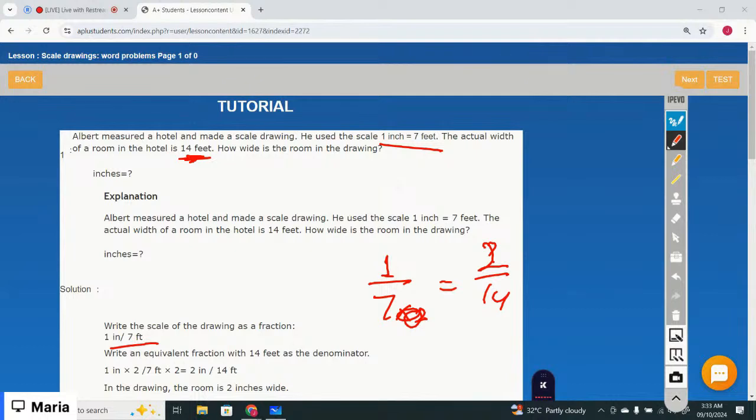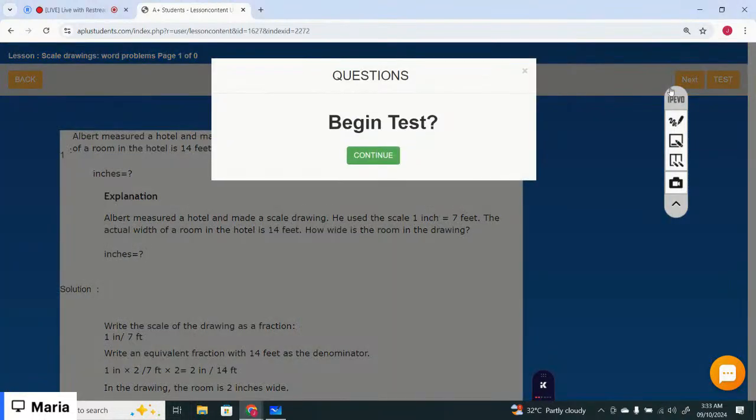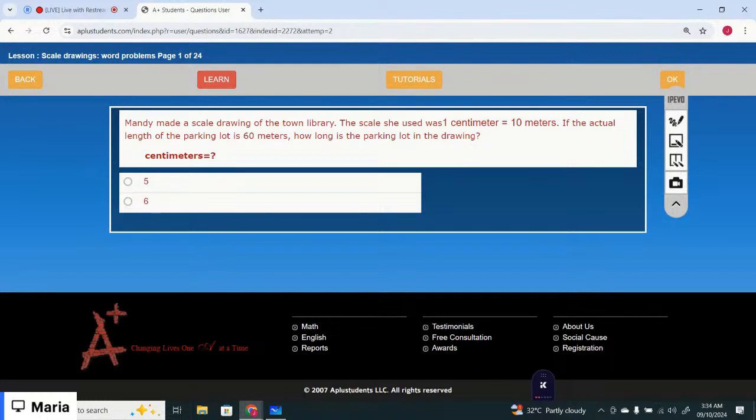Let's just start with the test questions. Mandy made a scale drawing of the town library. The scale she used was 1 centimeter equals 10 meters. If the actual length of the parking lot is 60 meters, how long is the parking lot in the drawing?